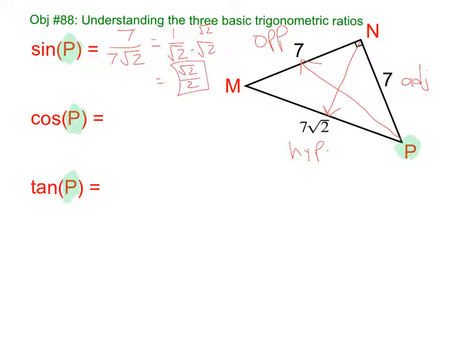All right, cosine. Cosine is adjacent over hypotenuse. That's also 7 over 7 root 2. Notice we get the same answer. So I'm going to cheat, and I'm just going to put root 2 over 2. And then lastly is tangent. Tangent's opposite over adjacent. 7 over 7, which equals 1. So notice sine of P, cosine of P, we had to rationalize our denominator, and that is why we had that lesson.